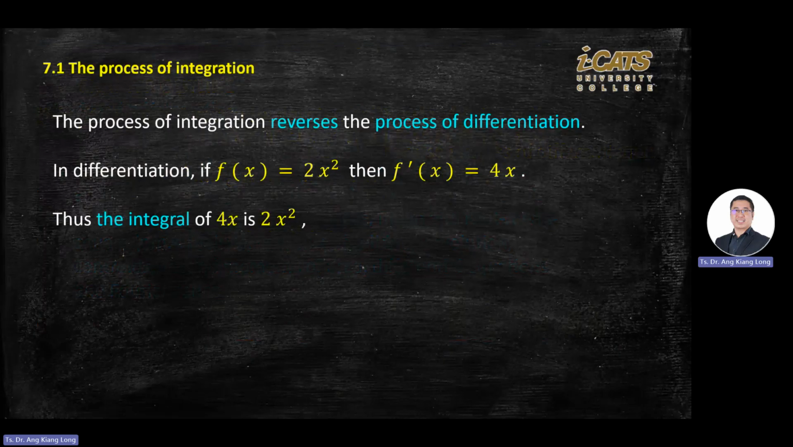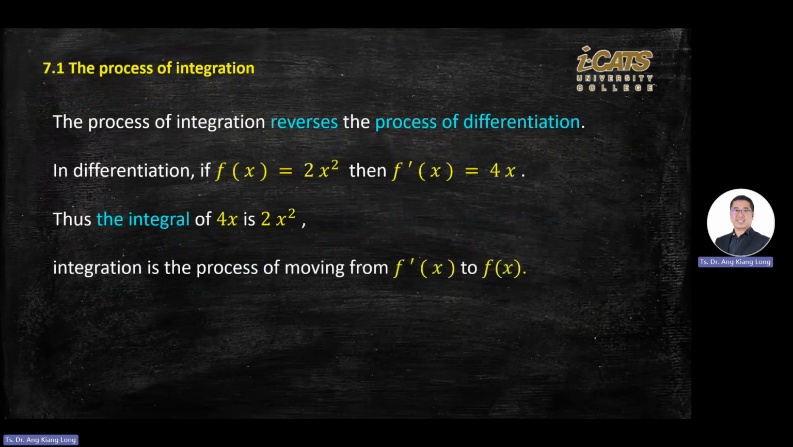So in the previous chapter, we learned about differentiation. We actually reverse what you did for differentiation. So if the function equals 2x squared, when you differentiate, it will become 4x. So the integral of 4x is 2x squared. So how to write the mathematical model for 4x? When you integrate, you get 2x squared.